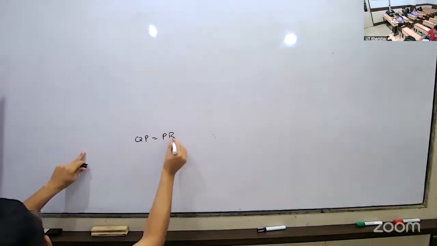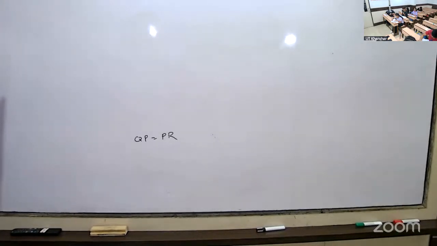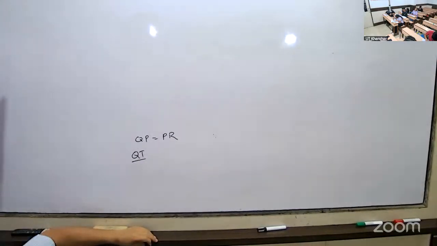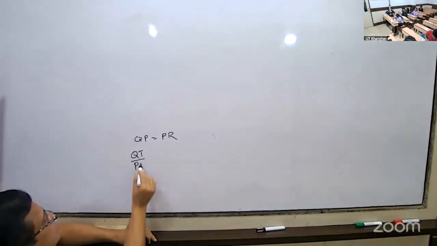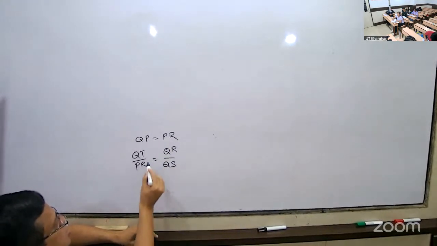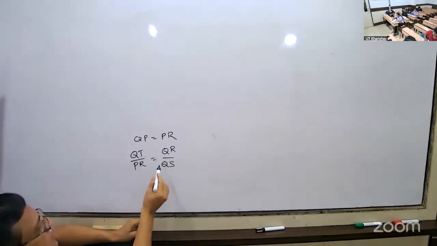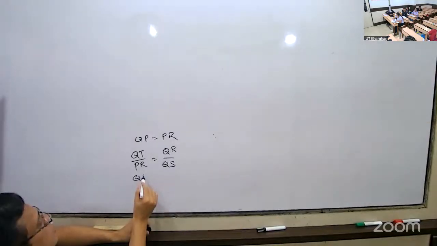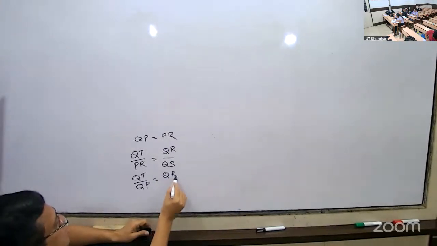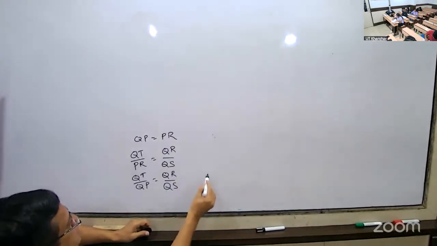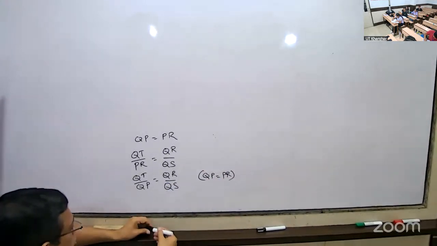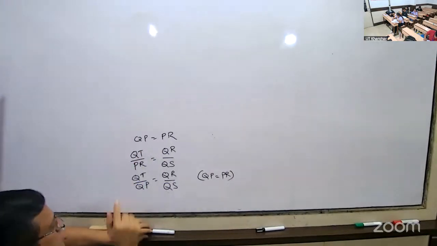Did all of you write this page? Yes. Okay. The next step, what ratio? What is the ratio given right now? QT upon PR is equal to QR upon QS. Here you can replace something. PR will be replaced as what? QT upon QP is equal to QR upon QS. Reason: QP and PR are equal, proved already. Yes or no? All of you followed this one. Instead of PR we wrote QP.